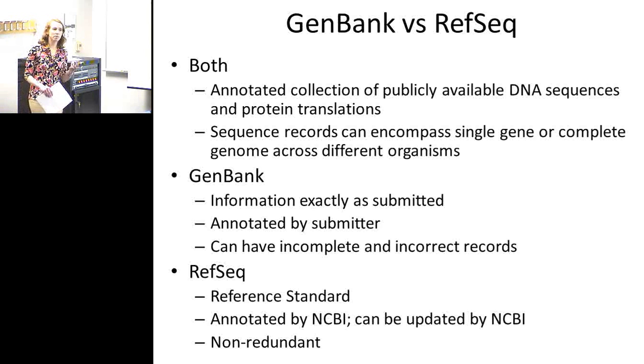So you could have multiple people submitting the same sequence, in which case you could have multiple records for the same sequence. RefSeq, in contrast, is the reference standard. These are records that are annotated by NCBI. They're updated by NCBI, so as things change over time, they can always be the most accurate and most up-to-date. And they're non-redundant. So whenever possible, you're going to want to use the RefSeq record and not the GenBank record.